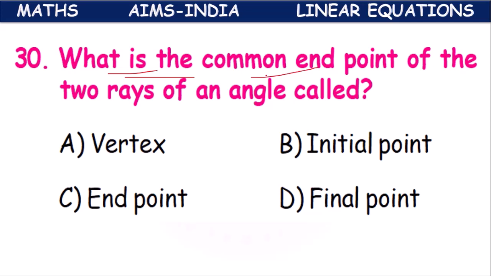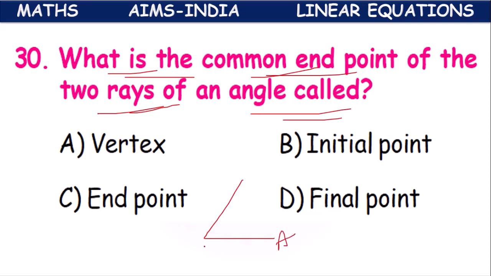What is the common endpoint of the two rays of an angle called? For an angle ABC, B is the common endpoint. Their angle will be formed. B is called the vertex of the angle. Vertex of the angle.